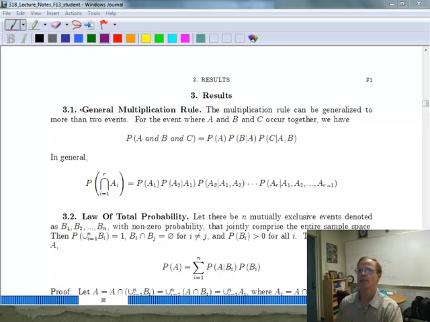Okay, class, this is the third part of our probability chapter 5, and basically we're going to look at some more advanced results.